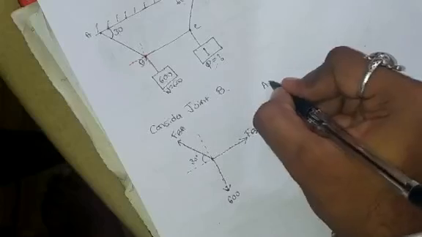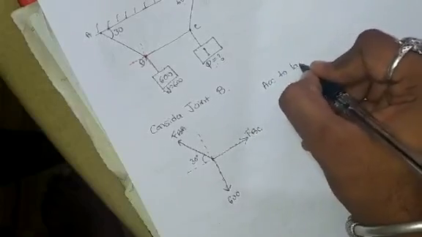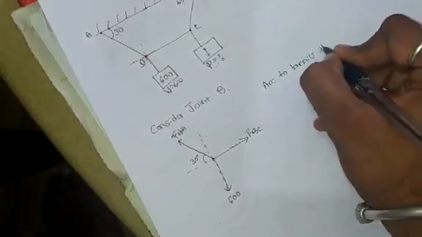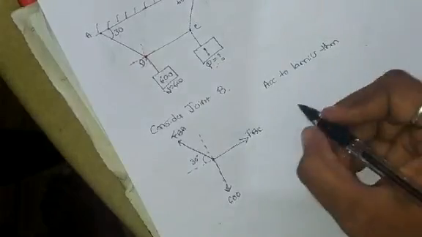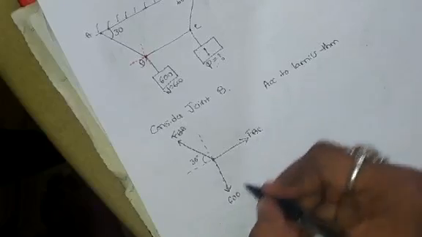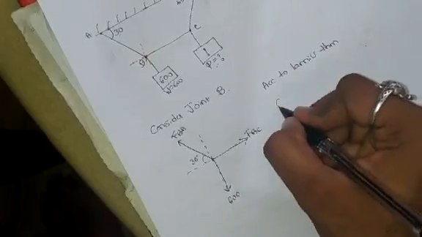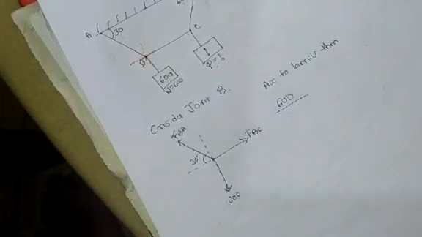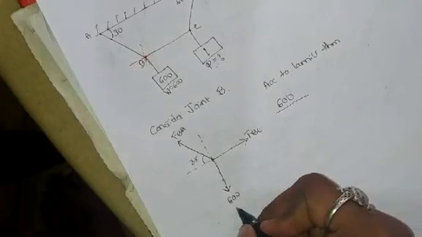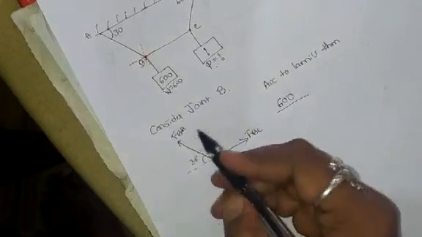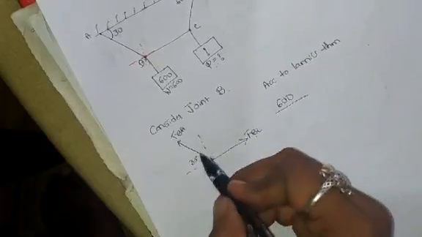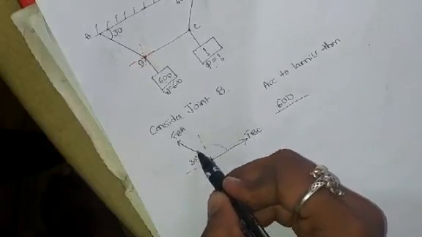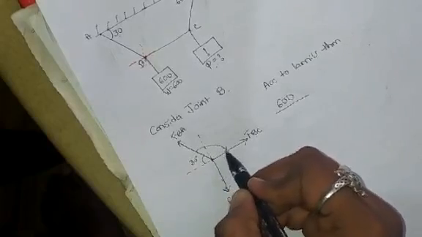So according to Lami's theorem, first I will consider this 600. So 600 divided by, what is Lami's theorem? Each force is proportional to the sine of the angle between the other two forces. When you consider the 600 newton force, the other two forces are BA and BC. So what is the angle between BA and BC? We want this angle.